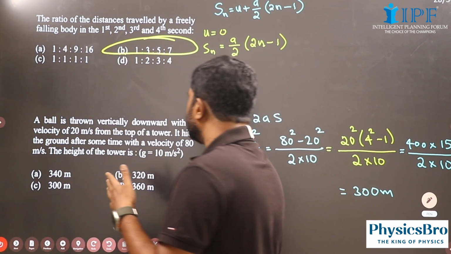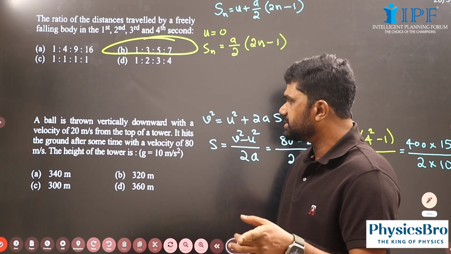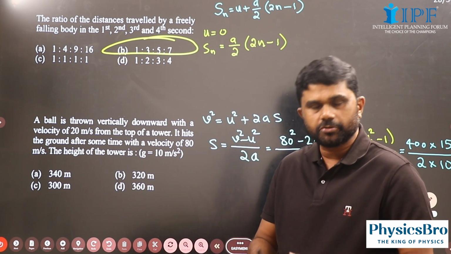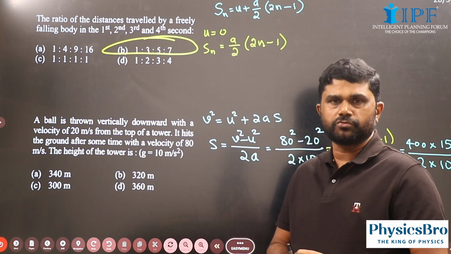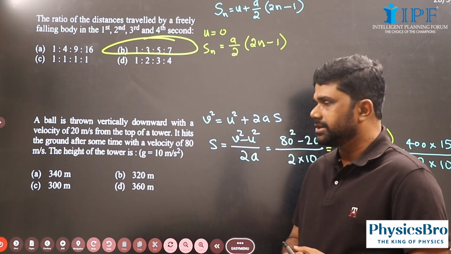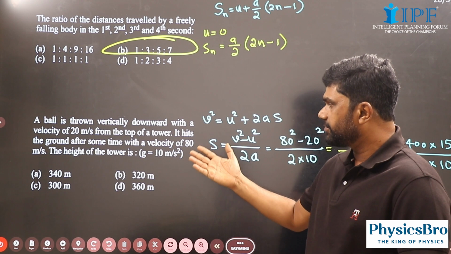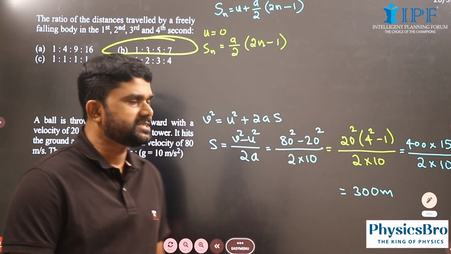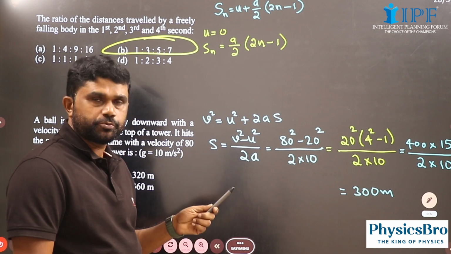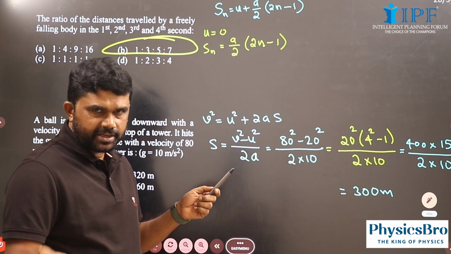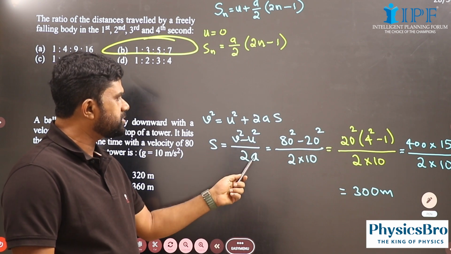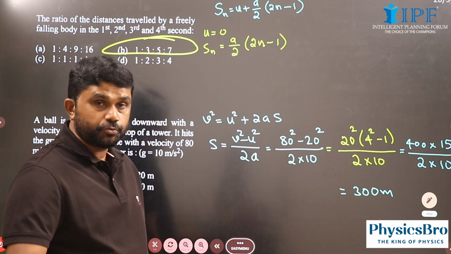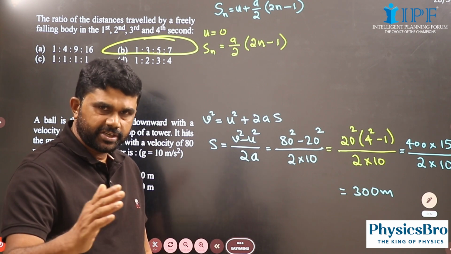Next, a ball is thrown vertically down with a velocity 20 meters per second from the top of a tower. So initial velocity is downwards, final velocity also downwards, acceleration due to gravity also downwards. So all the quantities are directed down. It strikes the ground after some time with velocity 80 meters per second, then the height of the tower is? G is given as 10. See, V square equal to U square plus 2AS. All the quantities are directed down. So S is equal to V square minus U square divided by 2A. And this is 80 square minus 20 square divided by 2 into acceleration due to gravity, that is 10.